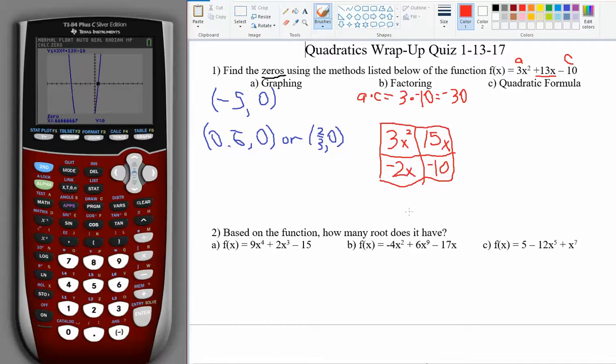So 15x and negative 2x. And at this point, we're going to find out what our common factors in each row and column are. So on this first column, the only thing that goes into both is x. And the second column, the thing that goes into both 15 and 10 is 5. And since the 15 is positive, we're going to take the positive sign.